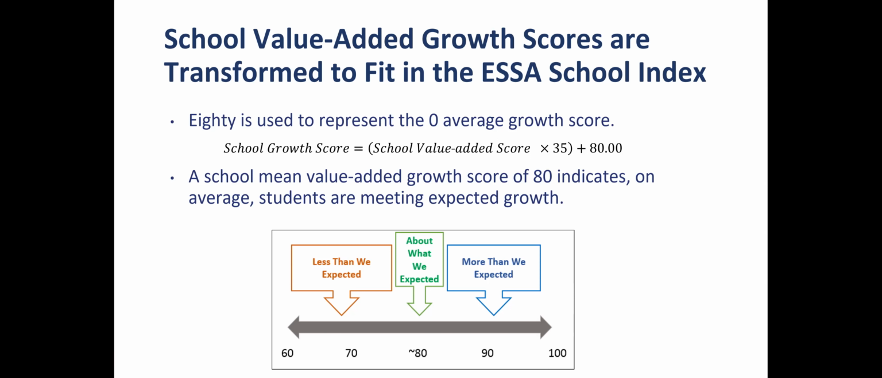So a school's mean value added growth score of 80 indicates that on average, students are meeting expected growth. And then if the school's value added score is above 80, then on average, kids are doing more than we expected, which is important, especially if your kids are coming to you lower achieving. The metric you want to pay attention to is the growth score, because you want to have a growth score that's above 80. And the further above 80 you can get it, and let me tell you, a score of 85 is amazing because of the standard deviation.